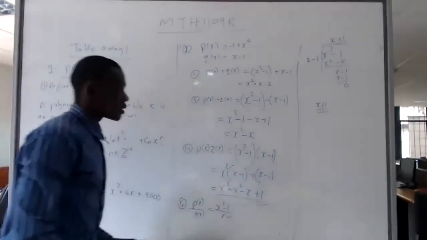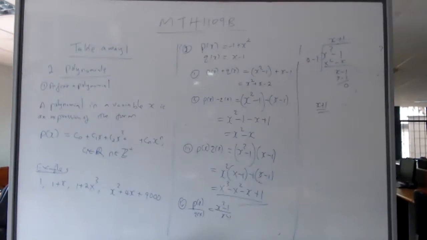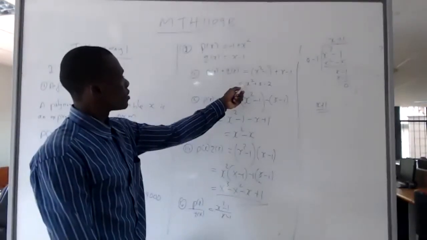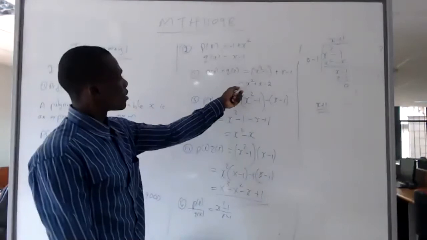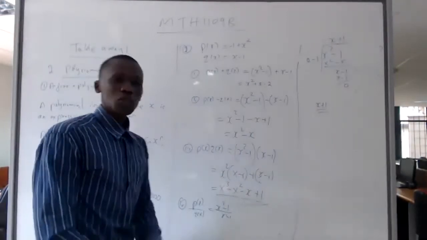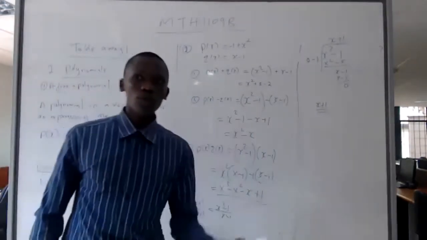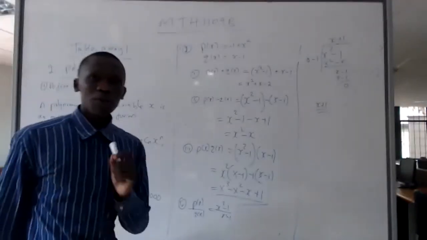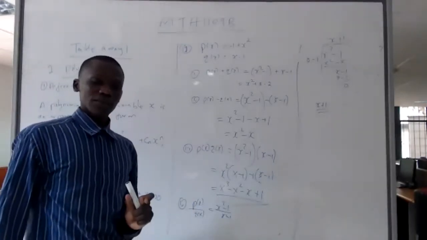Question part B, for the polynomial p(x) plus q(x), the answer is x squared plus x minus 2. You cannot add x squared and x to get x cubed, because x squared is quadratic and x is linear. X squared plus x is just x squared plus x.